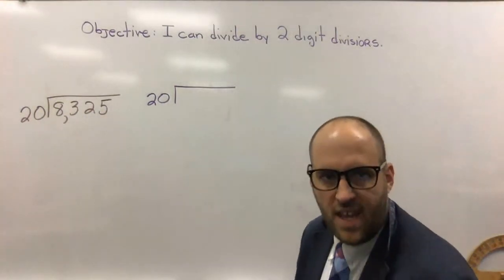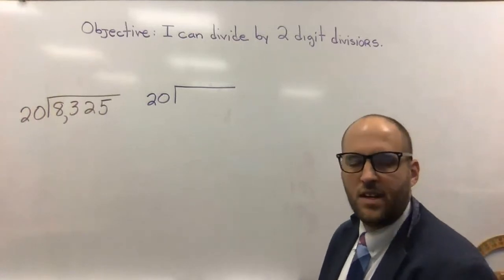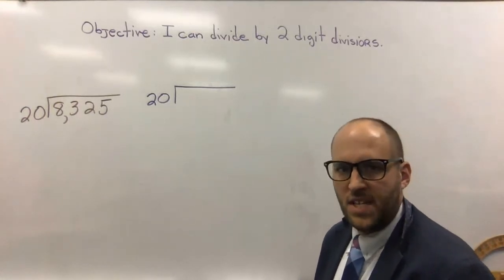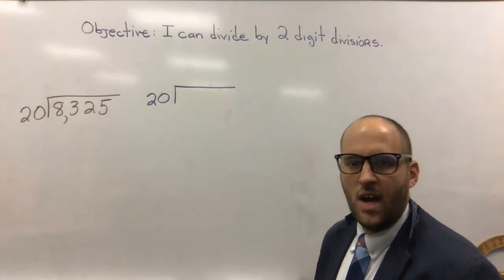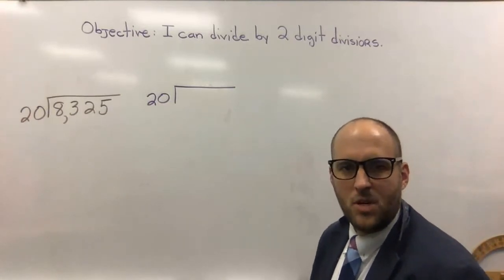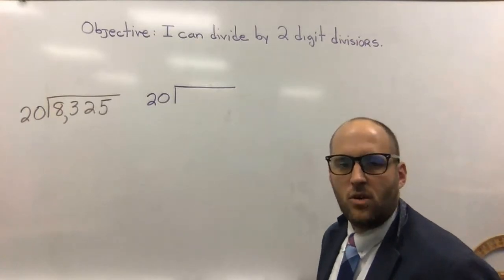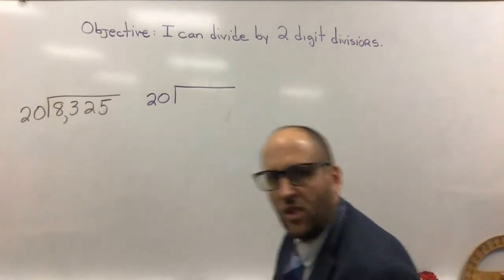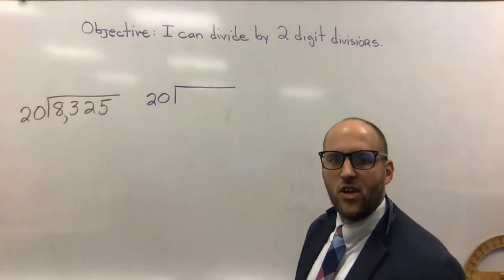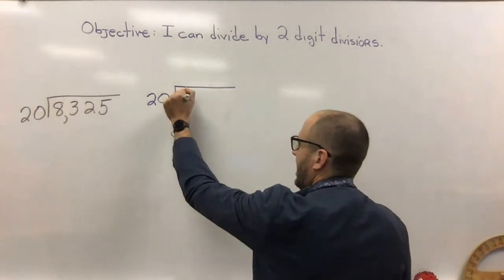So in this problem, we have 8,325 divided by 20. I'm going to take this a step at a time to show you that really, no matter how many numbers you have, it's the same step over and over again. So we have that 20. We have to look at each digit first. So the first number I'm going to look at is 8.